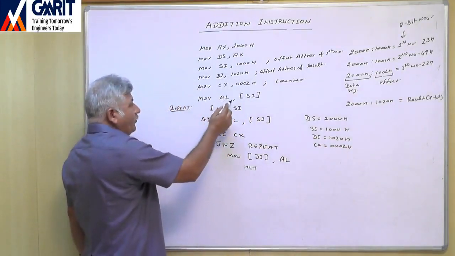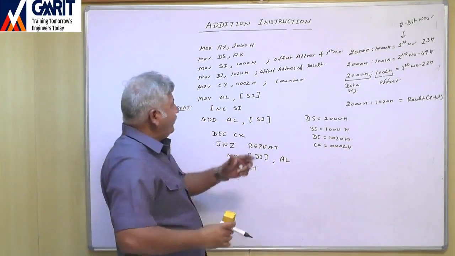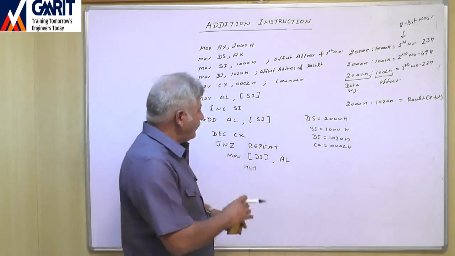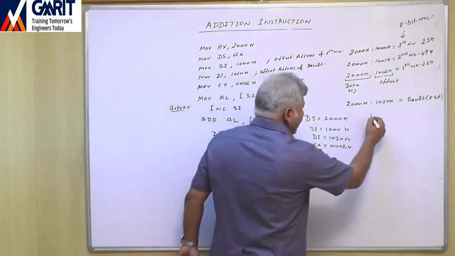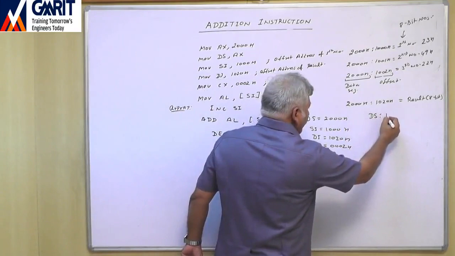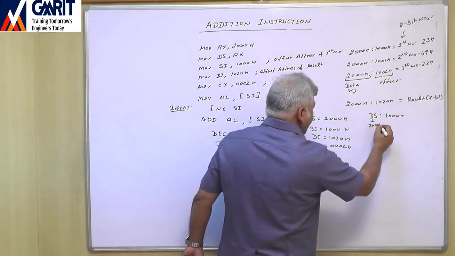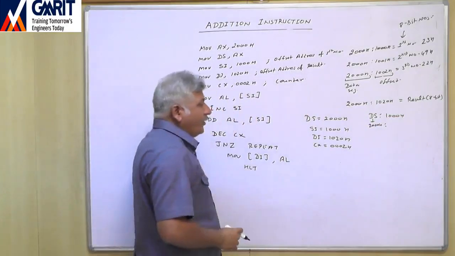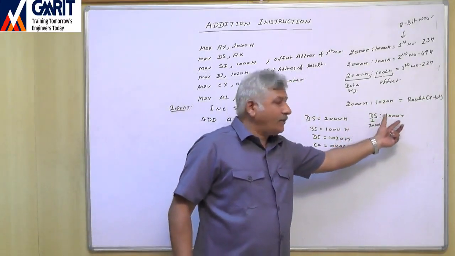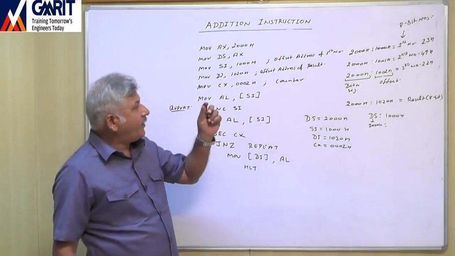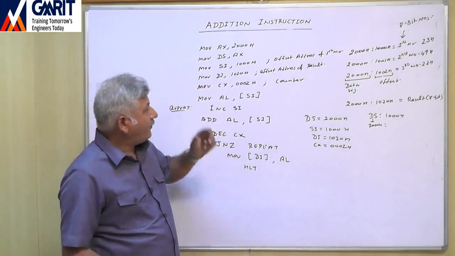Move CX comma 0002H. So in CX we are having 0002H. Then move AL comma within bracket SI. So in SI we are having 1000. So data from physical address DS colon 1000H, right? In DS we are having 2000H. So 2000H colon 1000H physical address will be calculated and from there a data will be moved in AL, right?